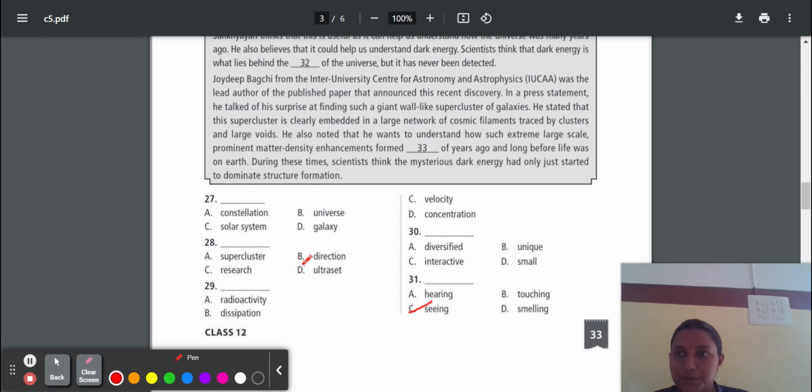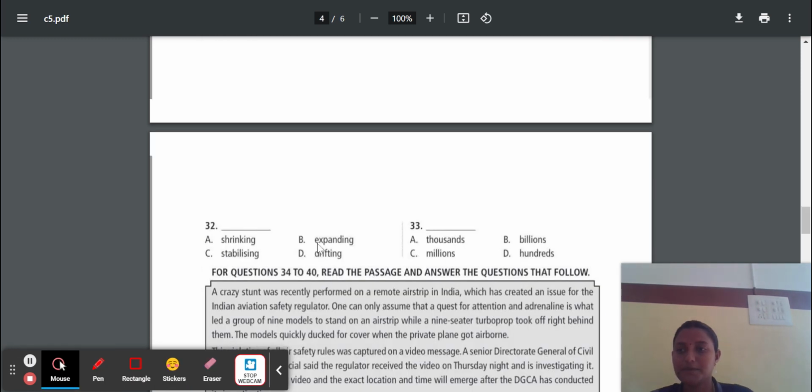Question number 32. What lies behind the dash of the universe but it has never been detected? The options are: option A, shrinking means to become smaller. Option B, expanding means something bigger. Option C, stabilizing means steady. Option D, drifting means to move slowly. Answer for the question is option D, drifting means to move slowly.